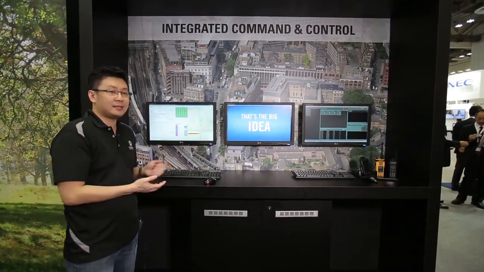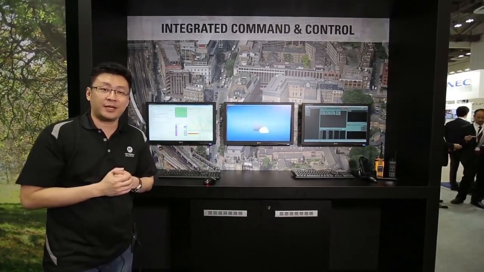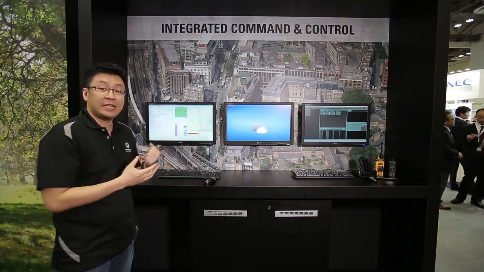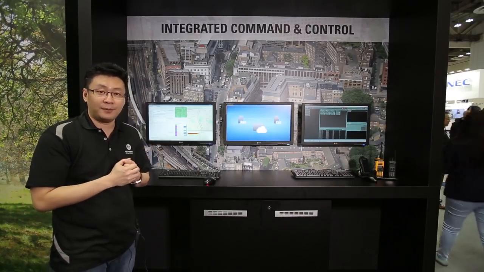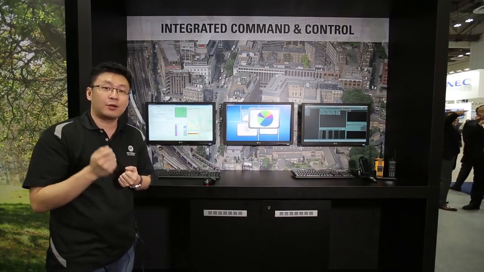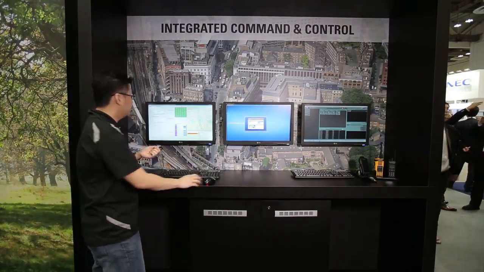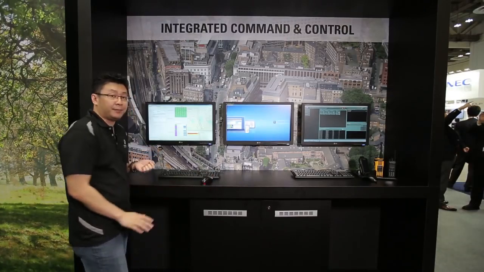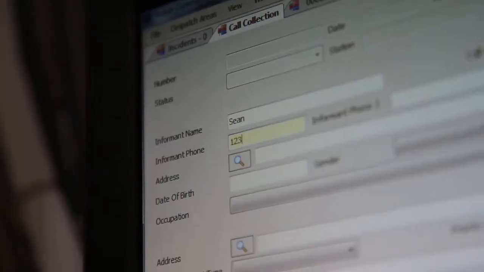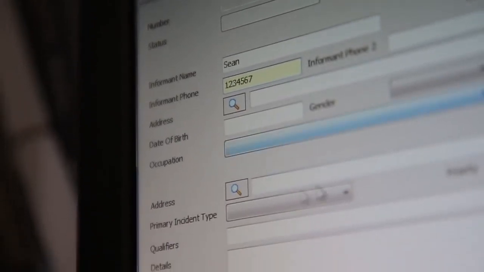Now, the CAD is a tool for the dispatcher to be able to receive calls from the public, record them, and then to assign the necessary resources to address the particular incident. Take for example here, the dispatcher will actually open up a tab and be able to record down whatever information that he needs regarding the incident.